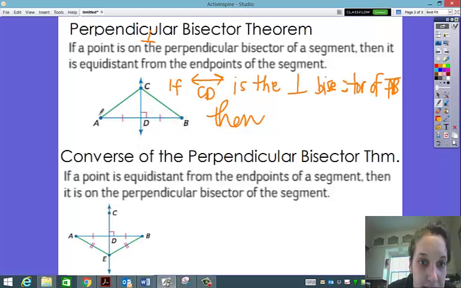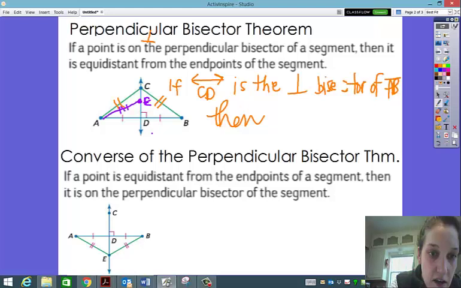If this is the perpendicular bisector, then any point on the perpendicular bisector is going to be equidistant to the endpoints. So what that means is I could have also picked point E. And point E is the same distance to point A as it is to point B. So really you can pick any point on that perpendicular bisector and it'll be equidistant to the endpoints. So if CD is the perpendicular bisector of that segment AB, then we can say that segment AC is going to be congruent to segment CB.